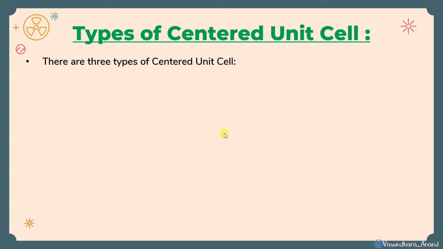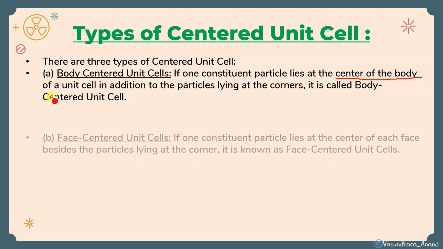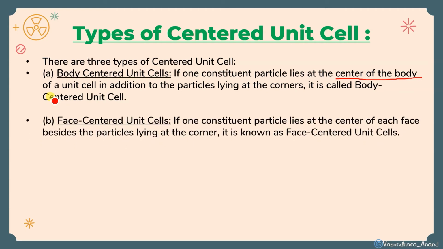Now let's do the centered unit cell. There are 3 types of centered unit cell. The first is called body centered unit cell. That means along with the corners, one particle will be at the center of the body, at the center of the unit cell. Got it? I will show you with a 3D example. Next, face centered. As the name suggests, how many faces do we have in a cube? There are 6 faces. So along with the corners, a particle will also be at the center of each face.